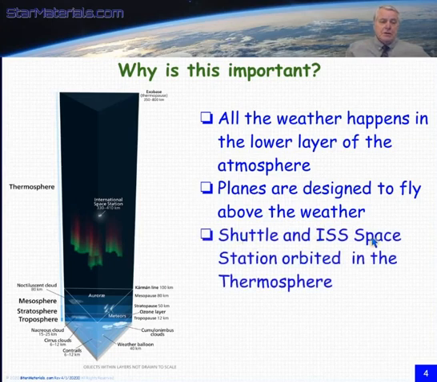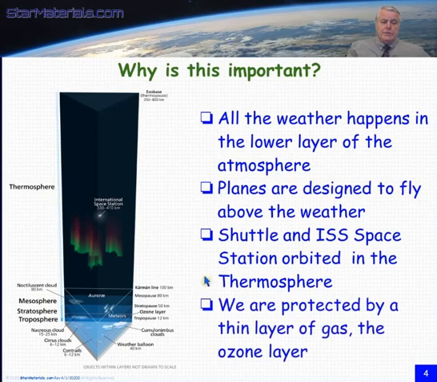The shuttle and the ISS, the space station, orbit in the thermosphere. That's way up here. And we are protected by a thin layer of gas called the ozone layer. Here's the ozone layer down here.